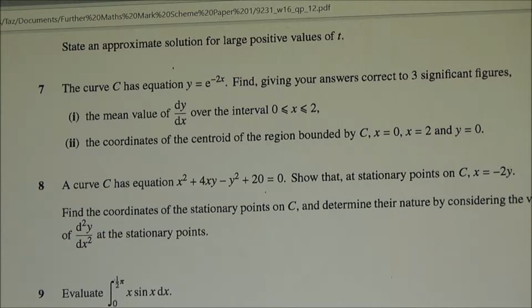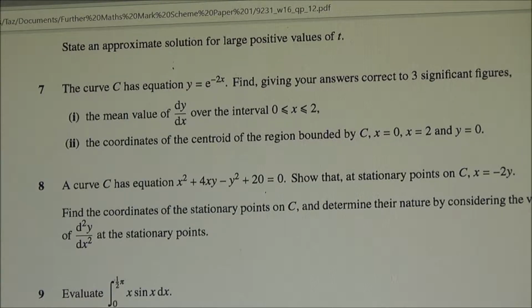Hi, question number 7 taken from October 2016, advanced level further maths from the CIE exams, code 9231, paper 1. The curve C has equation y is equal to e to the minus 2x. Find, giving your answers correct to 3 significant figures, the mean value of dy by dx over the interval 0 less or equal to x less or equal to 2. 2 marks.